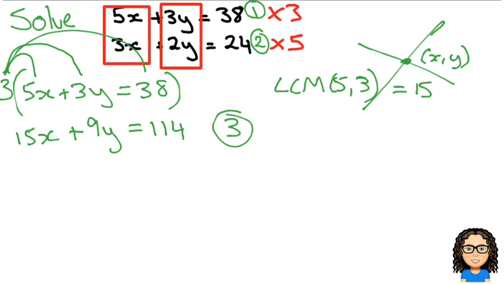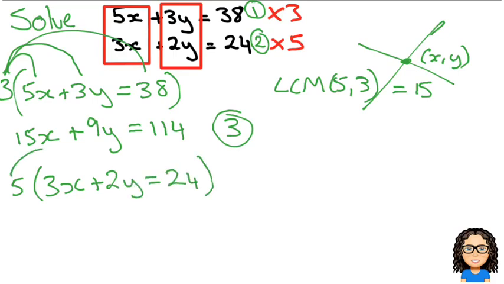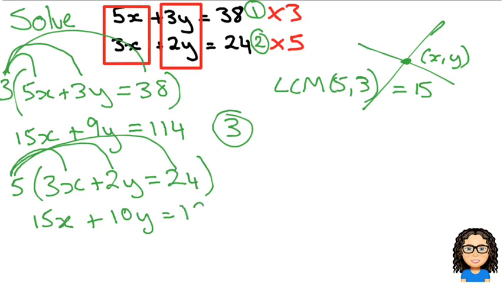Now I'm going to do a similar thing for the second one. So I'm going to take equation number 2 and multiply by 5. So I'm going to say 5 times everything in equation 2. So 5 times 3x gives me my 15x. 5 times 2y gives me 10y. And 5 times 24 gives me 120. So I'm going to call that equation number 4.